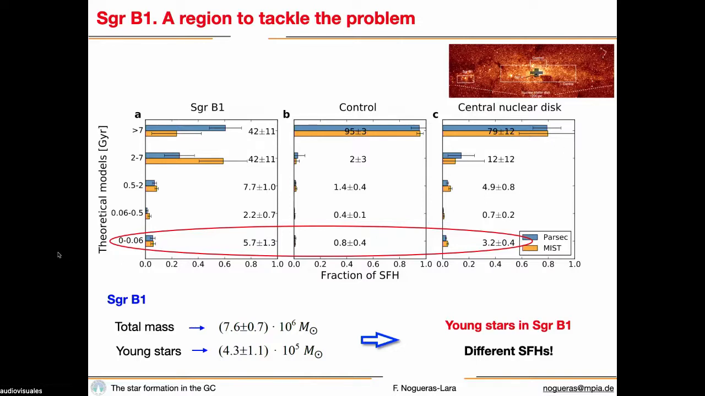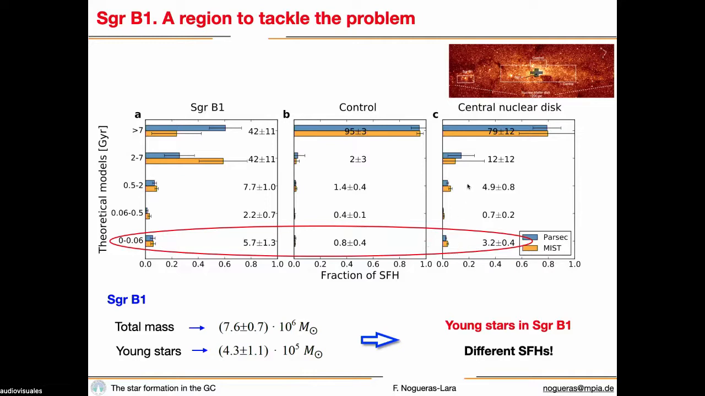And the thing is this. Here you have the youngest stellar bin, and we find for Sagittarius B1 around 6% of the total mass being due to young stars there. If we compare this with the control region, there we have less than 1%. So something is happening here, and we have many young stars here.